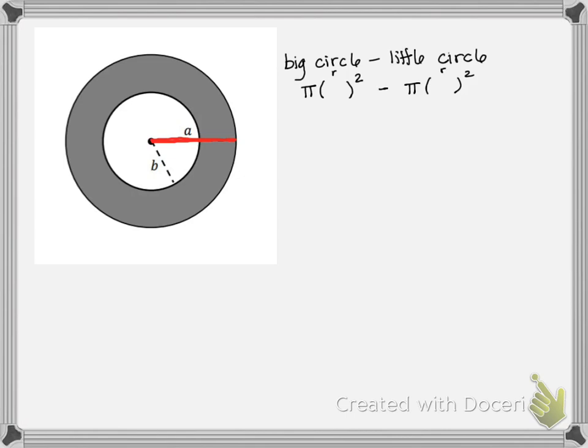Plus B. From here to here? A squared. Or just A. It's just A, yeah. Sorry. And then the radius of the little circle is going to be from the center to a point on the edge, so B. So pi a squared minus pi b squared. And we're done.